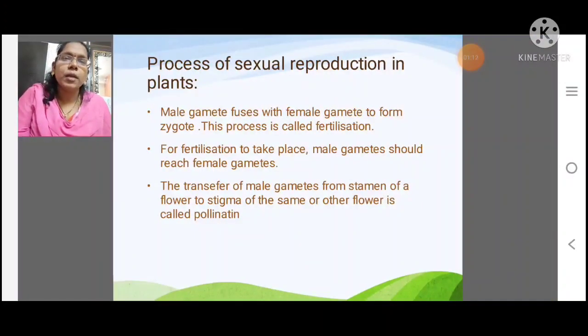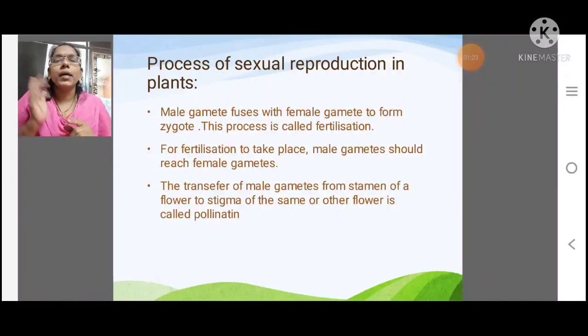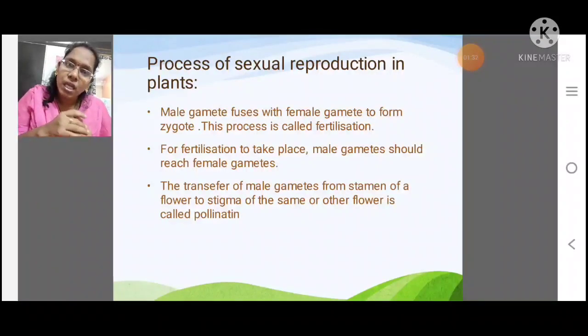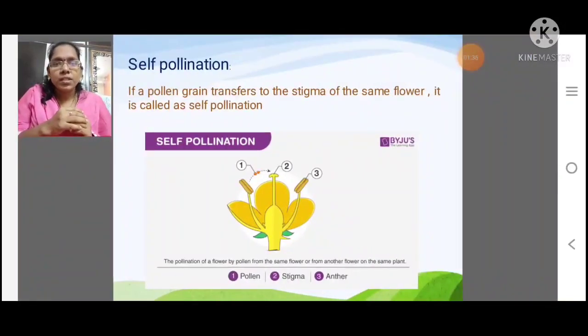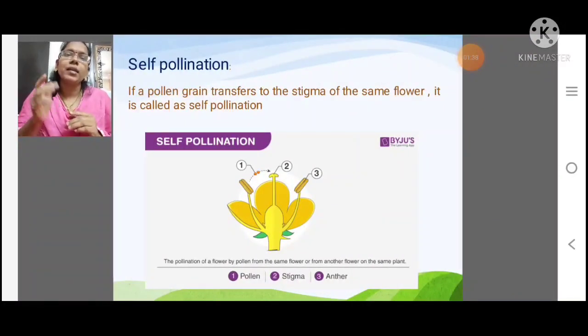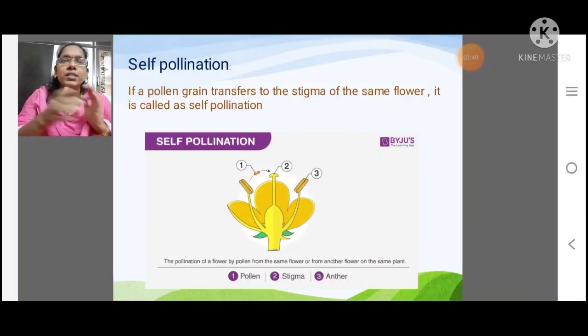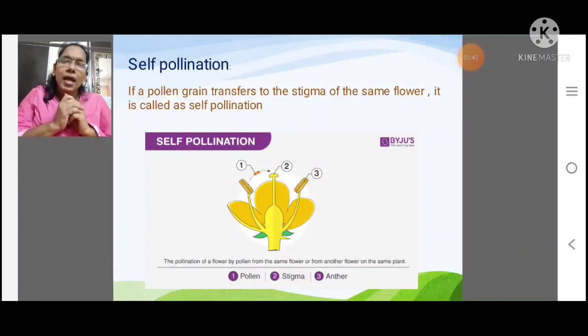Process of sexual reproduction in plants. Male gamete fuses with female gamete to form zygote. This process is called fertilization. For fertilization to take place, male gametes should reach female gametes. The transfer of male gametes from stamen of a flower to stigma of the same or other flower is called pollination. Self-pollination: if a pollen grain is transferred to the stigma of the same flower, it is called self-pollination.